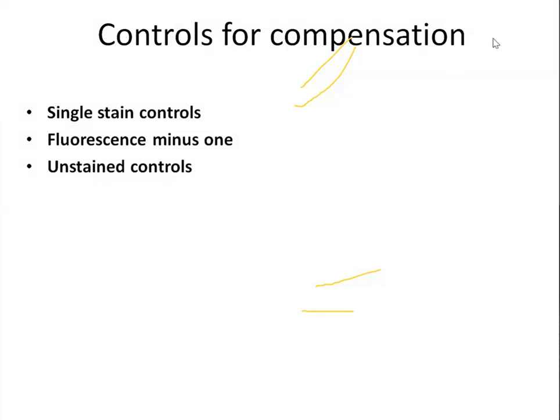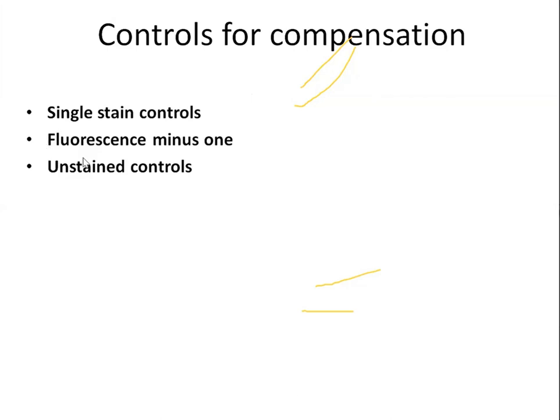Right. So how do we do this? You use something called compensation controls. What we saw just now is a single stain control, where we take the sample, stain it with one particular fluorochrome and look for signal in other channels to see whether it is spilling over. That is called single stain controls.